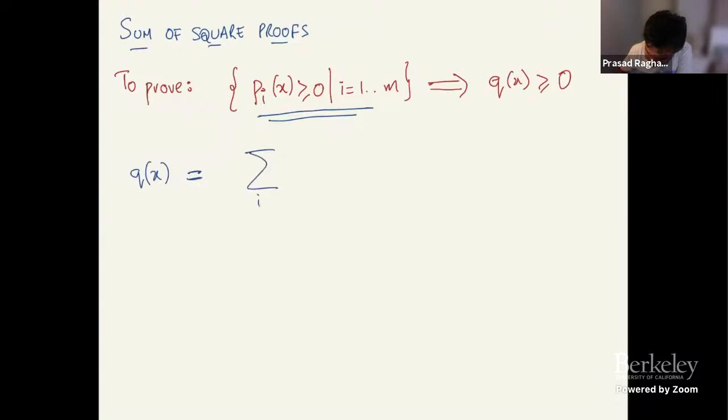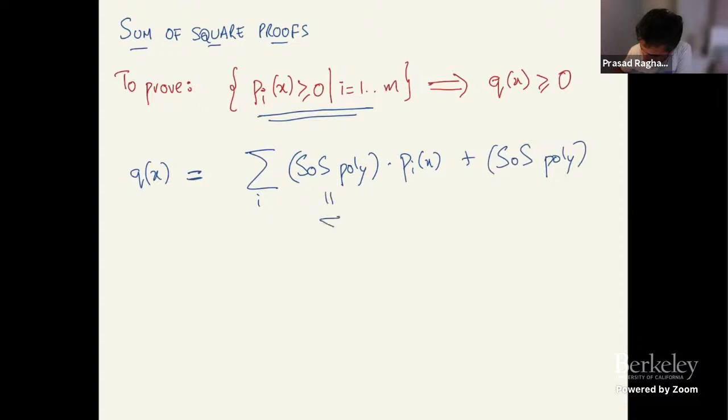the sum over i of a sum of squares polynomial times pi of x, plus another sum of squares polynomial. What's a sum of squares polynomial? It's just what it says: a sum of squares of polynomials rij of x. If you find an identity which looks like this, it is an immediate certificate that q of x is greater than or equal to 0 whenever pi of x is greater than or equal to 0 for all i. This is a proof.